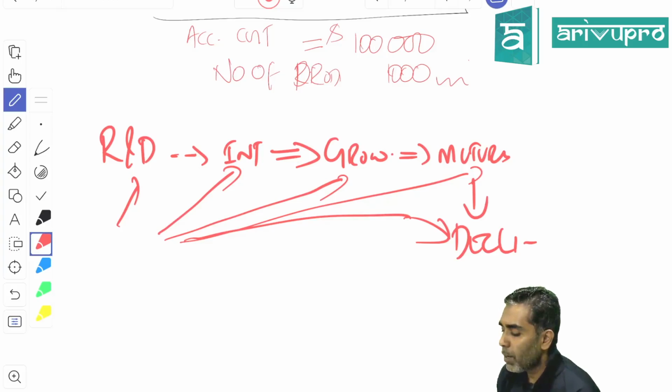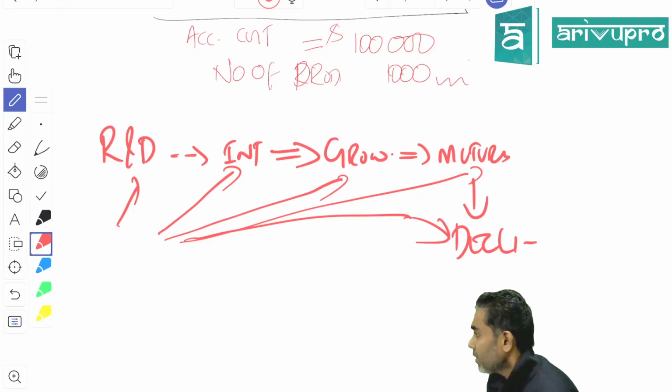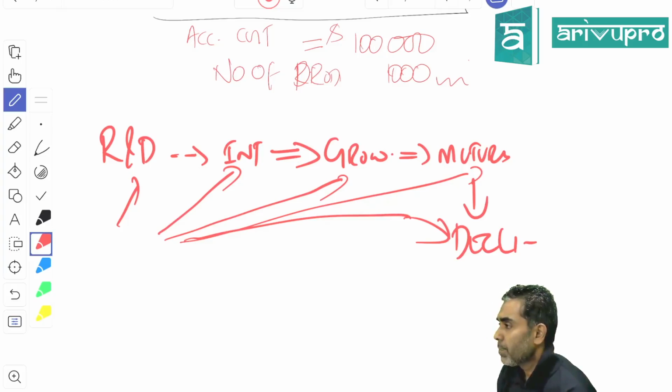Right? Example, using durable material, using energy efficient system.